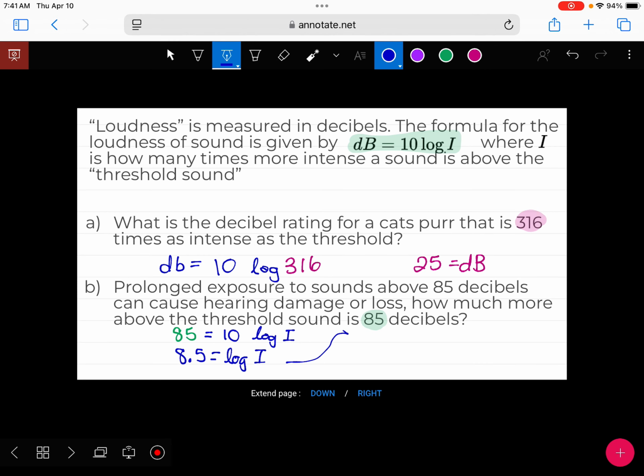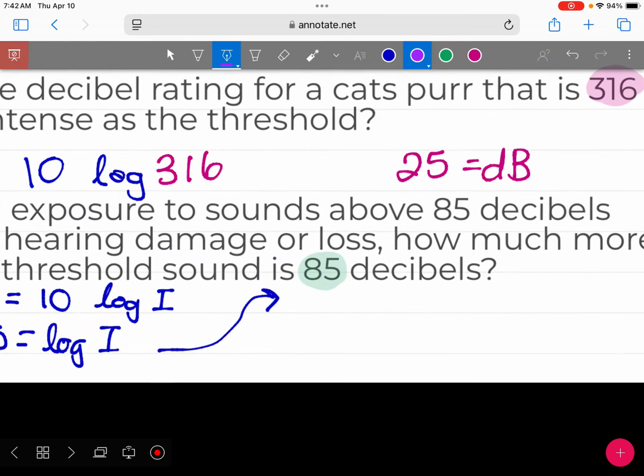What could I do next? Exponential form. How are we going to do that? It's a common log, so our base is 10. What's our power? 8.5. And it's going to equal I.